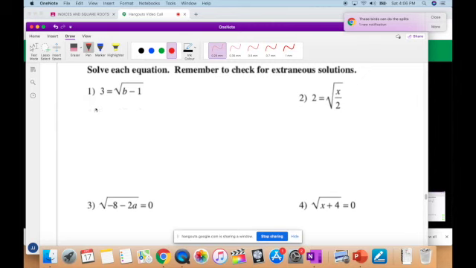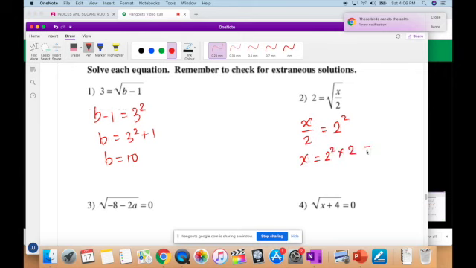So with this one, I could say that b minus 1 is equal to 3 squared. Therefore, b is equal to 3 squared plus 1. B is equal to 10. Are we cool with that? Yes, sir. Nice. So this one here, I could say x over 2 is equal to 2 squared. Right? So x is equal to 2 squared times 2, which is 2 cubed. 2 2s are 4, 2 4s are 8, which is 8. Cool?